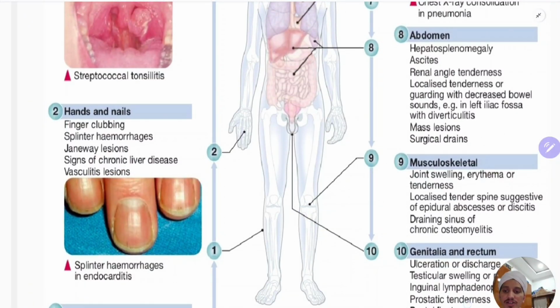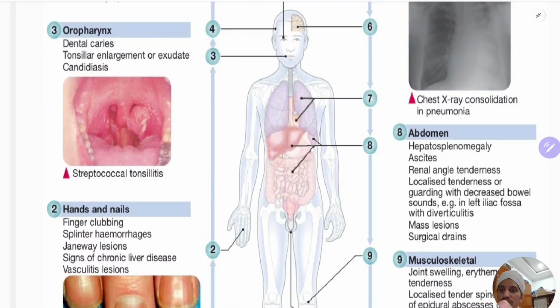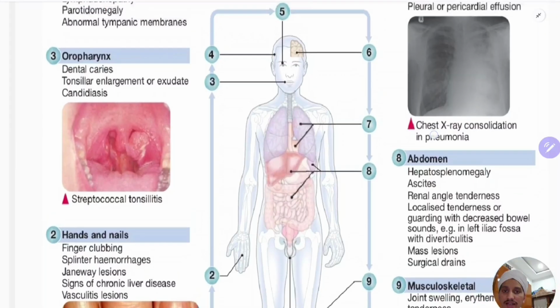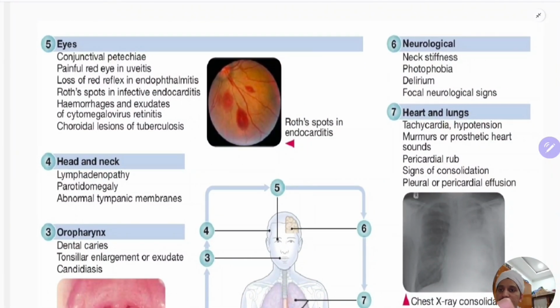Then the second thing, you will see the hands and nails. You can have finger clubbing, splinter hemorrhages, Janeway lesions, signs of chronic liver disease, vasculitis lesions. This is a picture of splinter hemorrhages. Here you can see. Then after examining the hands and nails, you will palpate the pulse, and then you will measure the BP, and then you will get to the head and neck.